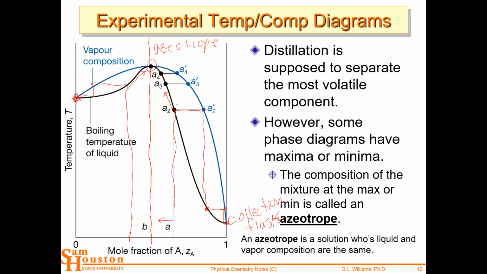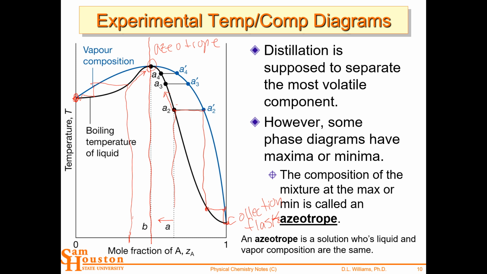So if I'm on the right side of this diagram, I've got too much A. I collect all the excess A, and the pot moves towards the azeotrope. If I'm on this side of the phase diagram, I have too much B. I collect pure B, and the pot moves to the azeotrope. This is called a high boiling azeotrope because the azeotrope has the highest boiling point on the whole chart. That's obvious, right? Is that obvious to everybody?